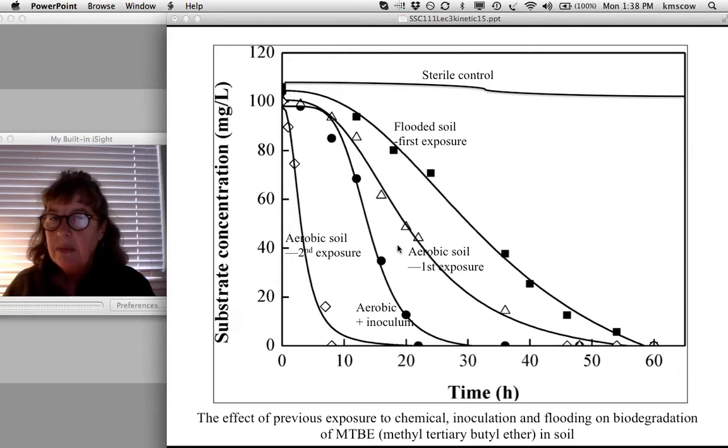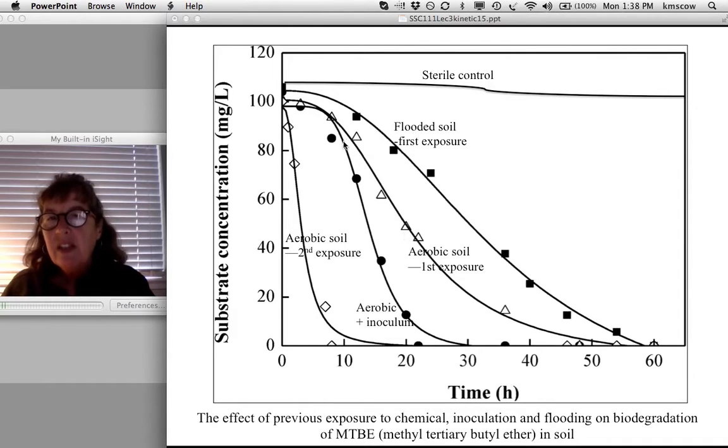Yeah, it's probably because the organisms that were exposed to MTBE, those in the soil the first time, grew up on that MTBE and were at a higher population density the second time they saw MTBE.